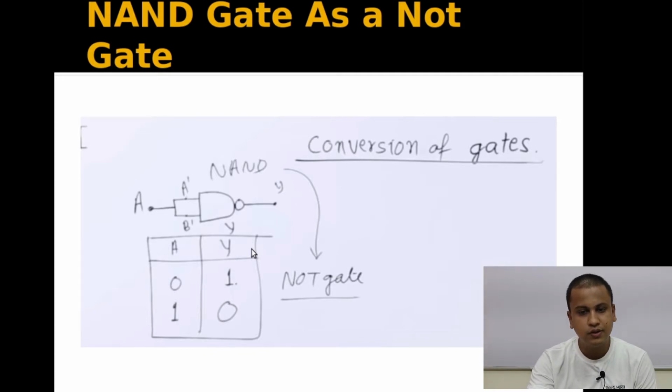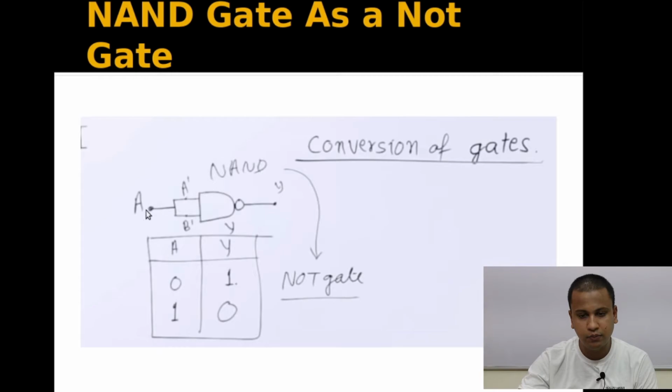NAND gate as a NOT gate. In this we will just short circuit the 2 inputs to produce the 1 output, and we are short circuiting means 2 inputs are only possible, that is 0 and 1. Let us see, if we will give A as 0, then A dash will also be 0 and B dash will also be 0. 0, 0, the answer of NAND gate is 1. So, Y we have produced 1.